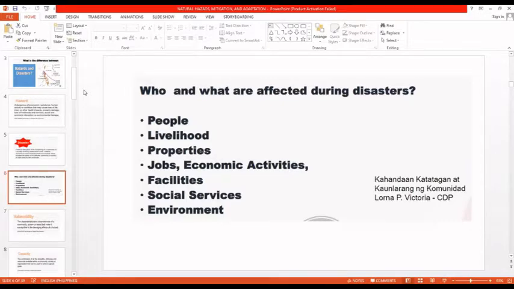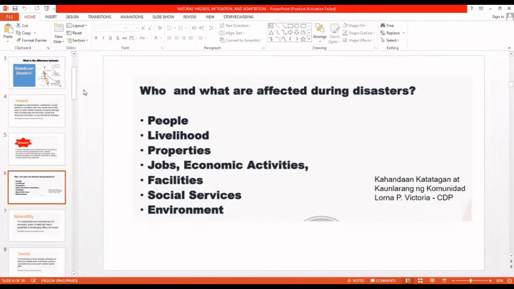Next, we have the livelihood and properties. This is what we earn from, or what we own, our property. There are certain people who are risking their life just to save their livelihood and property. Sometimes we see in the news or on Facebook interviews that they don't want to leave their house or their source of income. They risk their life to save what they have.